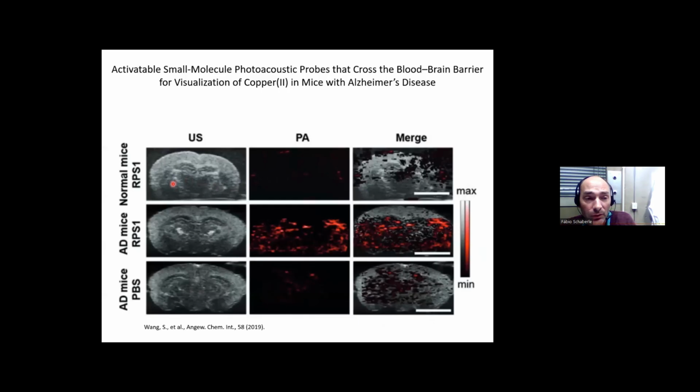In this normal mouse that doesn't have Alzheimer's disease, there is no photoacoustic signal. In the mice that have Alzheimer's disease, the contrast is very good. So it means that this compound crossed the blood-brain barrier and was able to chelate the copper and indicate that this mouse has Alzheimer's disease. And this is the control using just PBS. So we have a very, very nice contrast.